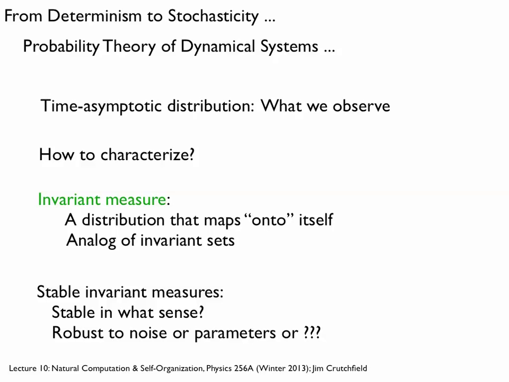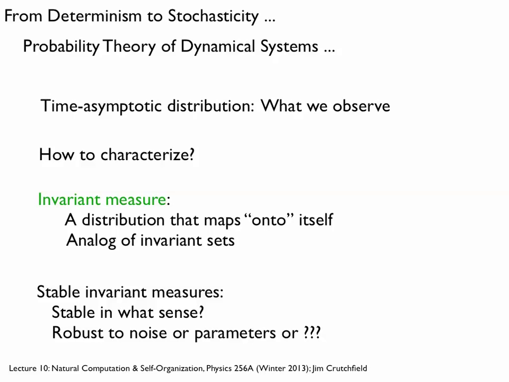Invariant measure here is just alluding to something we're not going to cover, which is measure theory, the more formal version of probability theory that you need to use when you work with these really complicated, non-differentiable, sometimes not continuous, probability densities. But I'll just use the phrase invariant measure, you should think invariant probability density. Okay. So what could this thing be? It's some kind of distribution or density that maps onto itself, something like the analog of an invariant set.